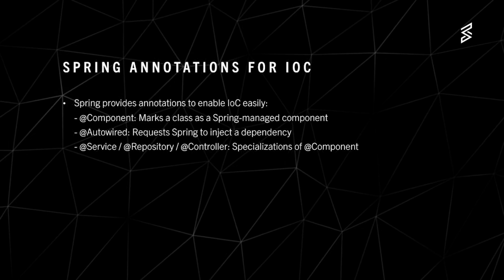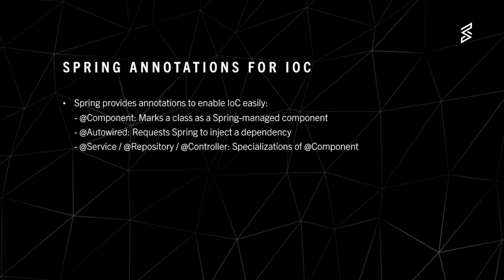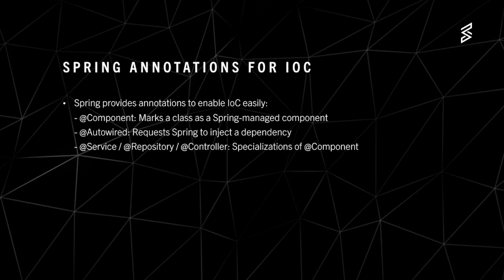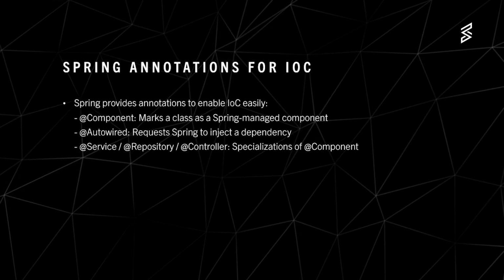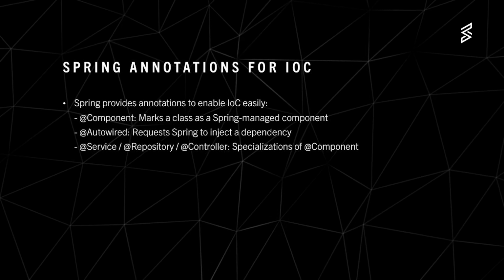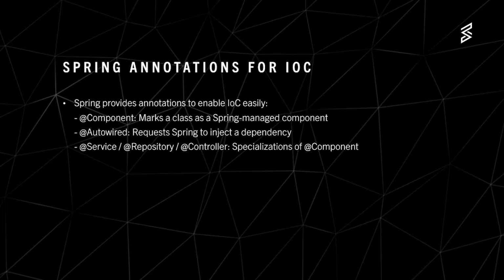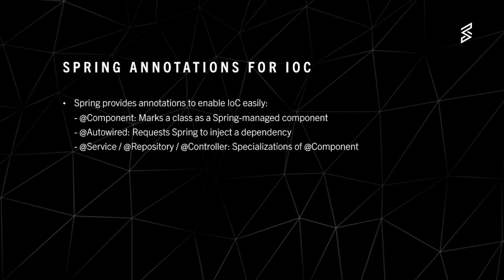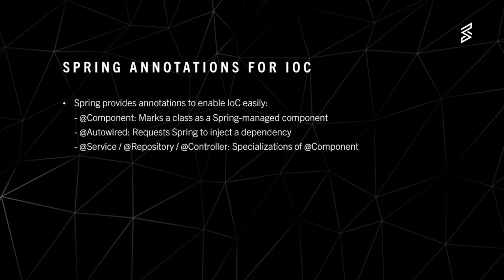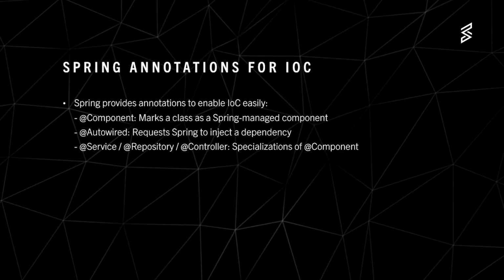Spring annotations for IoC. Spring uses annotations to make IoC simple and declarative. @Component tells Spring that this class should be managed as a bean. @Autowired lets Spring know where a dependency should be injected. There are also specific annotations like @Service, @Repository, and @Controller that are specialized types of components for particular roles in an application. These annotations are what enable Spring to automatically wire dependencies without manual configuration.